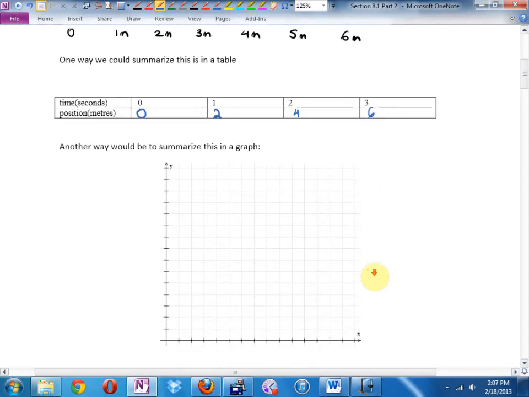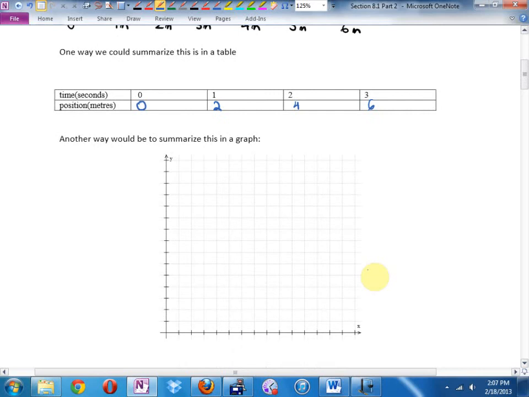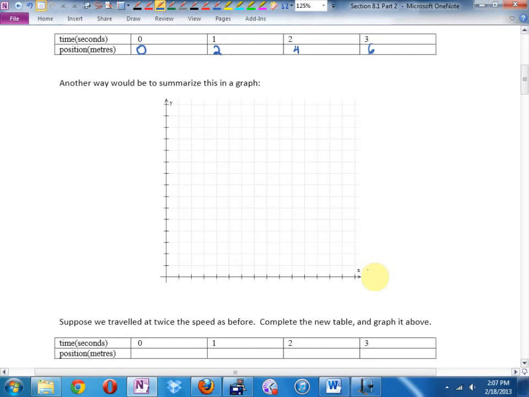Another way we could summarize this would be in a graph. Now in science, if we're going to do a graph, every graph has to have certain properties. It has to have a title. You have to label the axes. It has to have a scale. And we're going to talk about that, but I'm just going to walk you through it right now. We are going to put time, comma, t, in seconds. That's going to be on the x-axis.